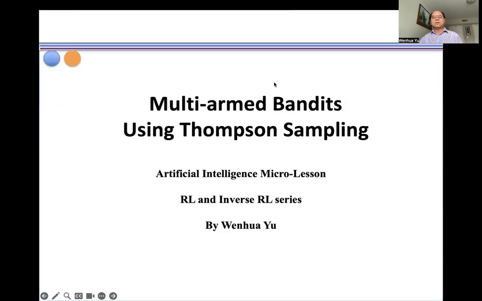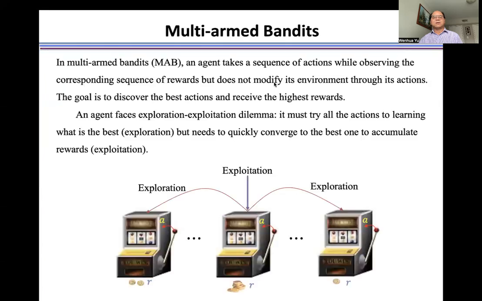Now I introduce multi-armed bandits using Thompson sampling. In multi-armed bandits, the agent takes action A, receives a reward R, and takes a sequence of actions and receives a sequence of rewards. The goal is to discover the best actions and receive the highest reward. The challenge is for the agent to balance exploitation and exploration.